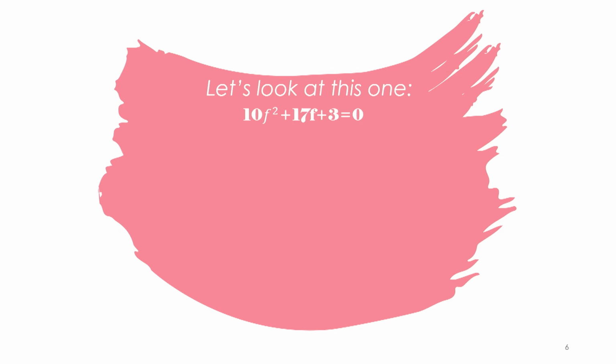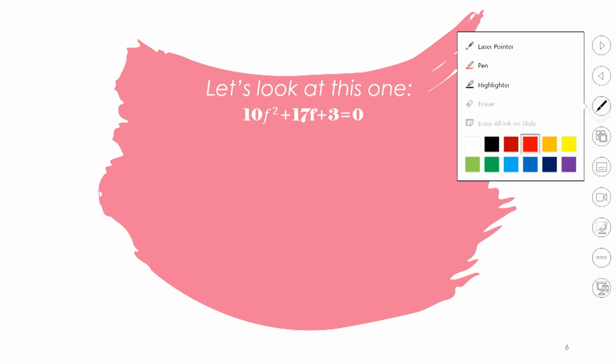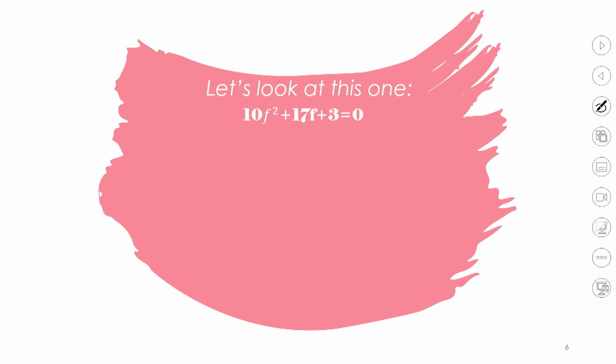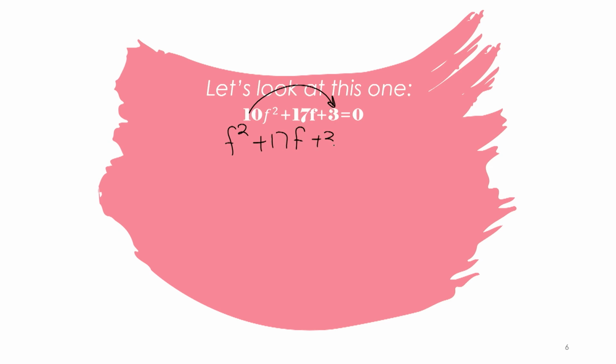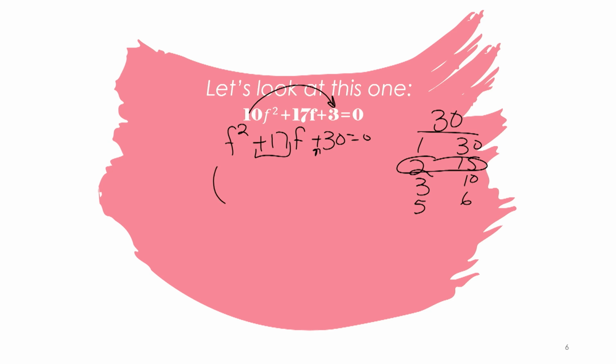So I'm going to factor this as normal. Let me get a different color so we can work this one. I do not have a GCF, so I'm going to go ahead and multiply my a into my c and rewrite f squared plus 17f plus 30 equals 0. I'm going to get the factors of 30 that will add to give me my positive 17. So I have 1 and 30, 2 and 15, 3 and 10, and 5 and 6. I'm looking for 15, so I'm going to use this pair right here and build two binomials.